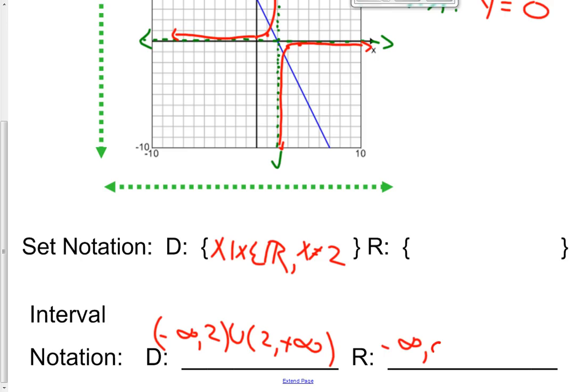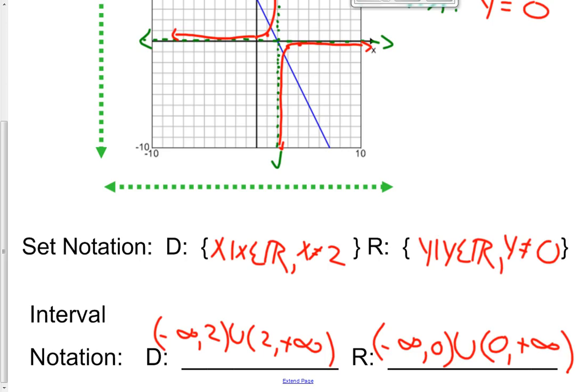And then for our range, it's going to start at negative infinity. It's going to go till 0. It's going to stop at 0. Then there's going to be a union. It's going to pick up on the other side of 0, and it's going to go all the way to positive infinity. So there we have our range, and it's going to be y such that y belongs to all of the real numbers, except y cannot equal 0.